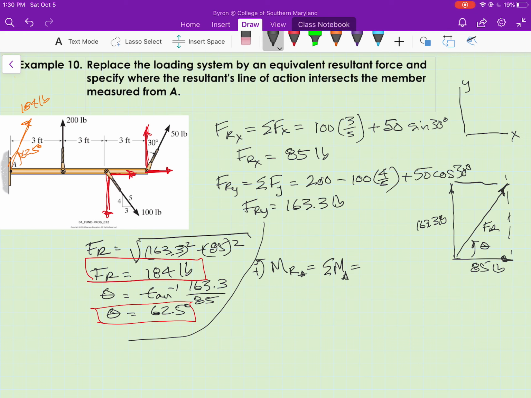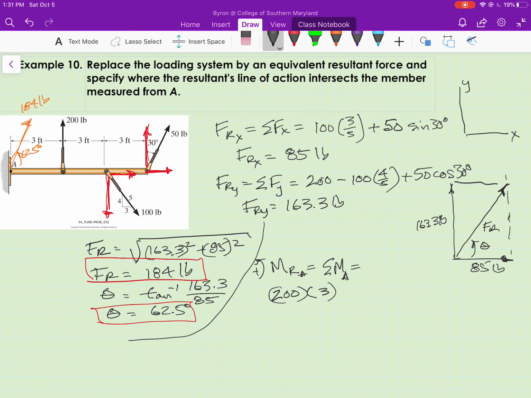Equals, let's look at the 200-pound force. It is going to create a counterclockwise moment about A, so it's going to be a positive 200 times its moment arm, perpendicular distance of 3 feet. And the 100-pound force has two components.